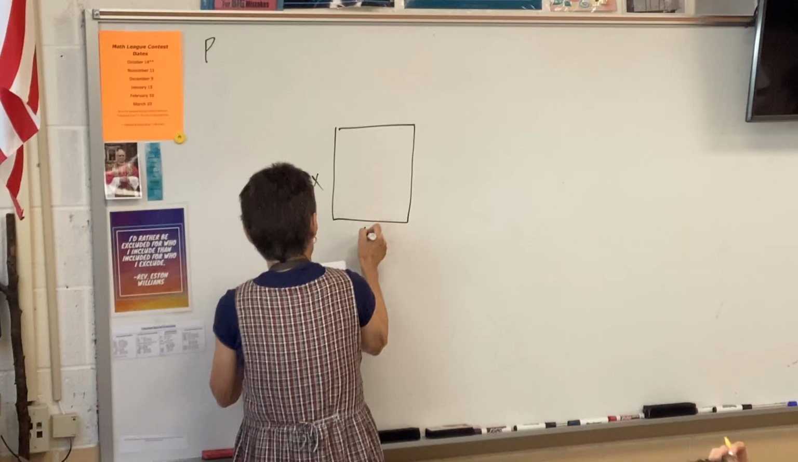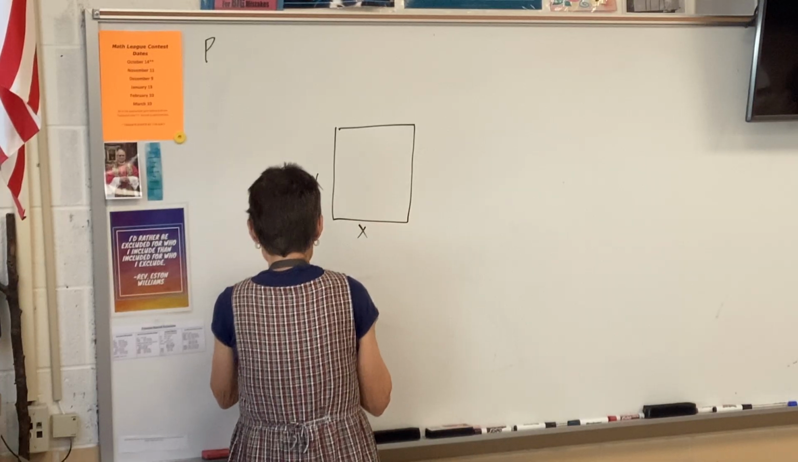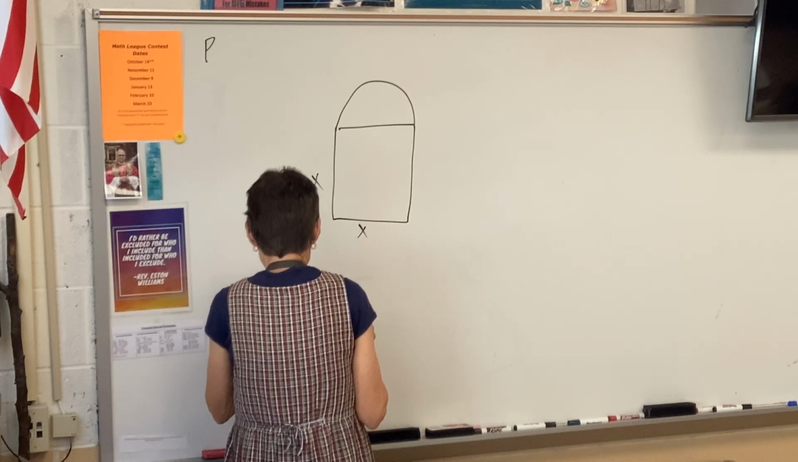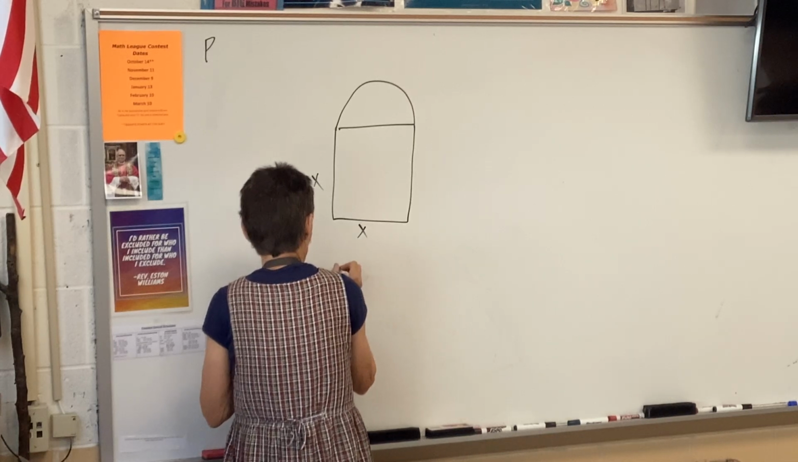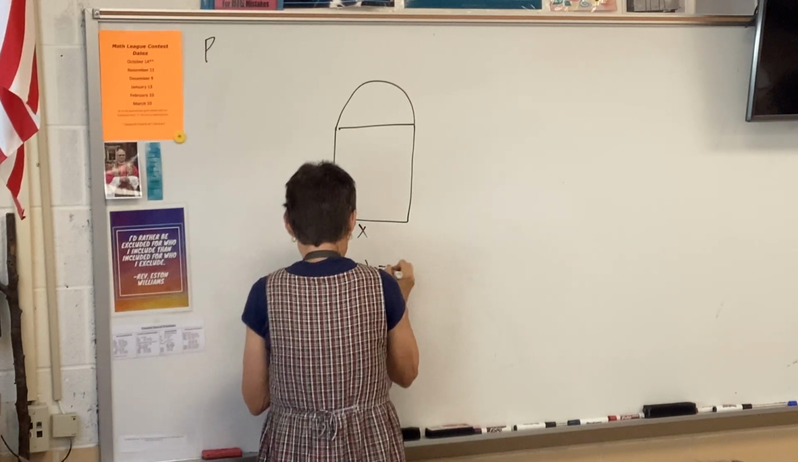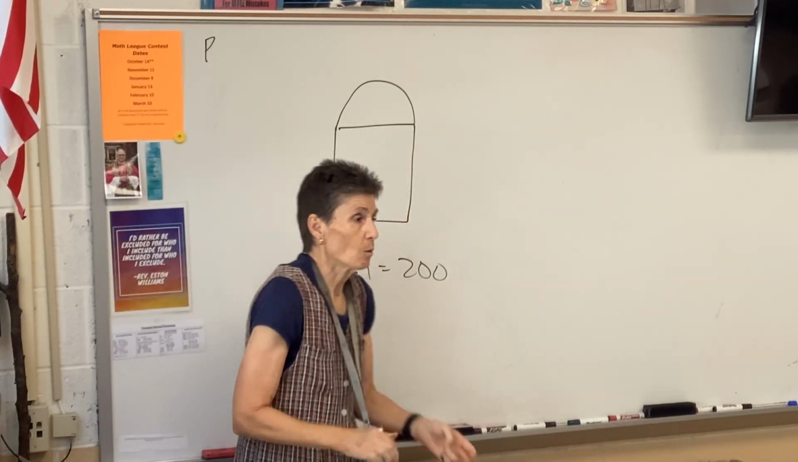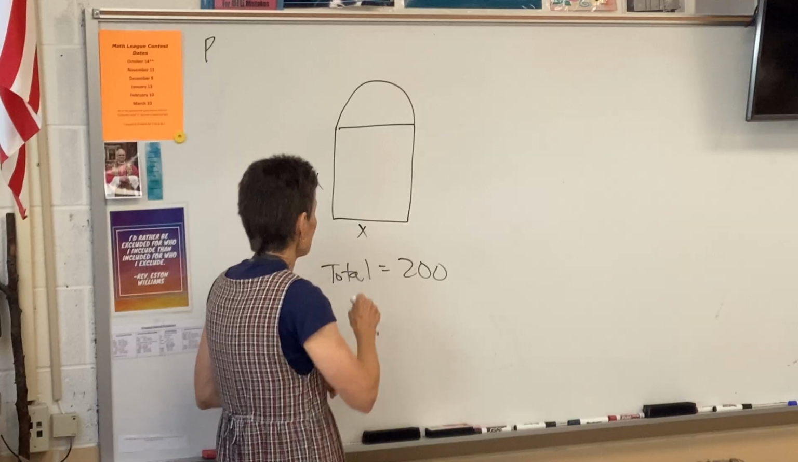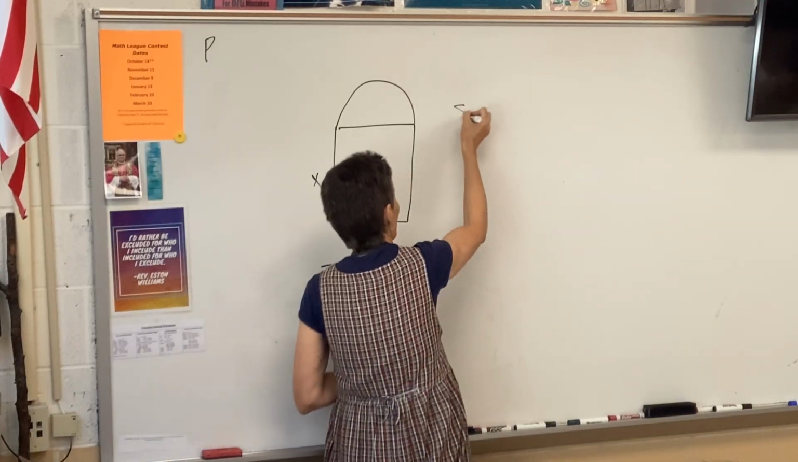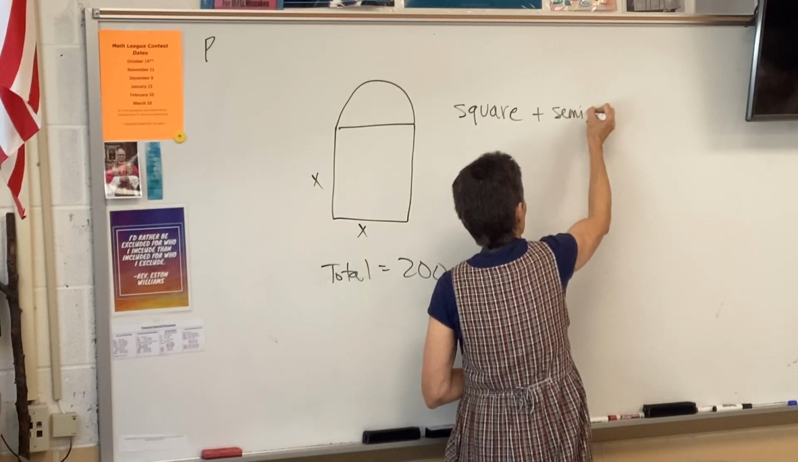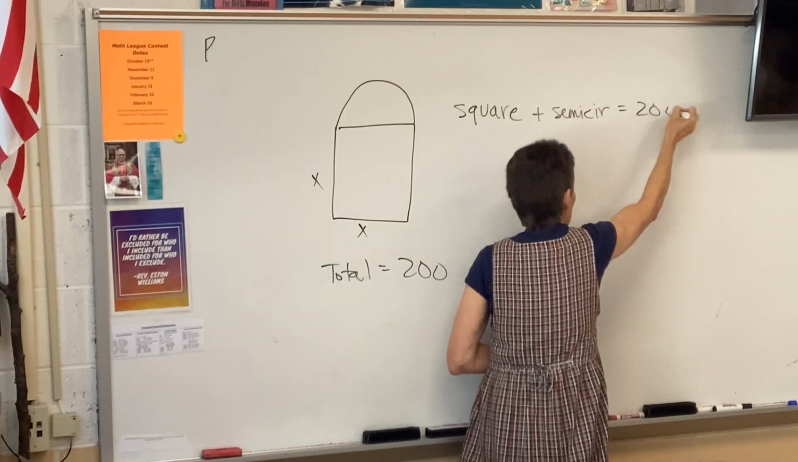Square and a semicircle on top of that. And we want the total area to be 200 square feet. Okay? So the area is going to consist of the square plus the semicircle, right? Going to add up to 200.